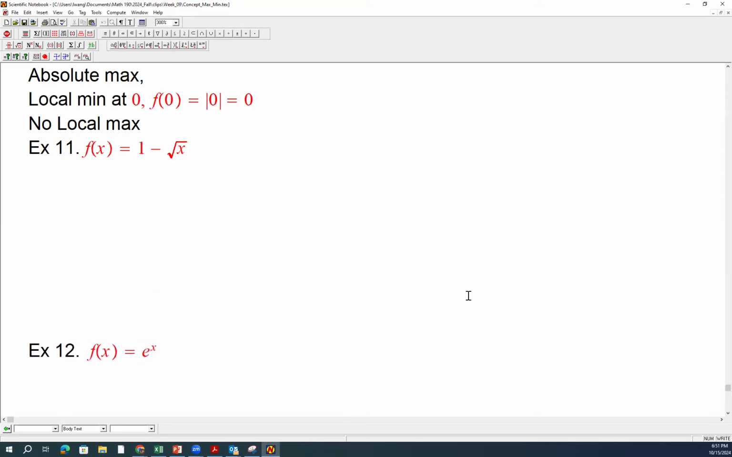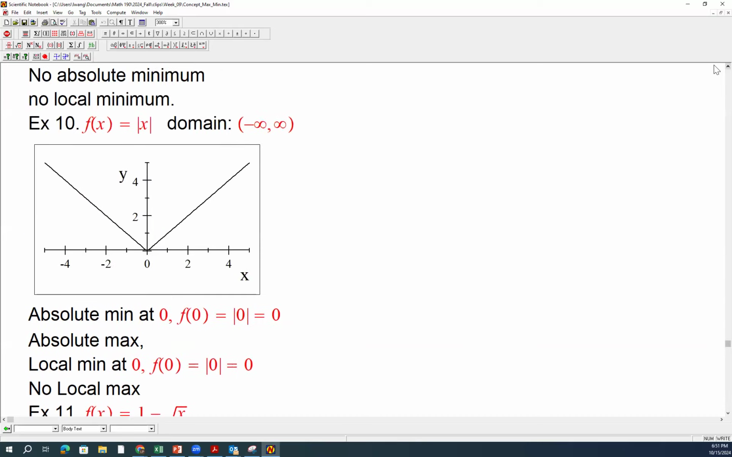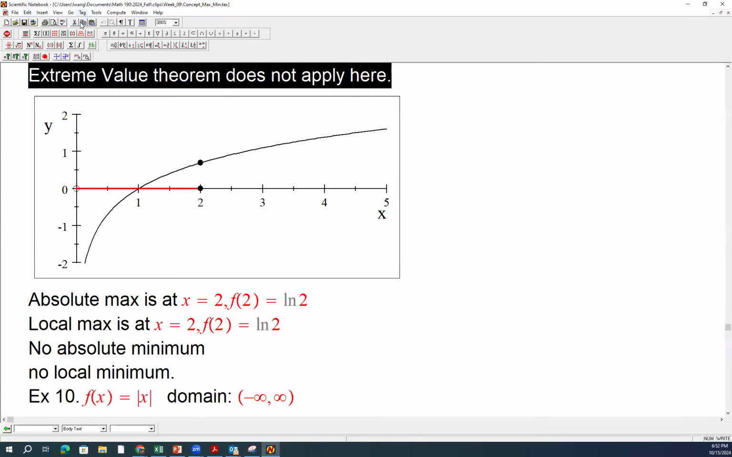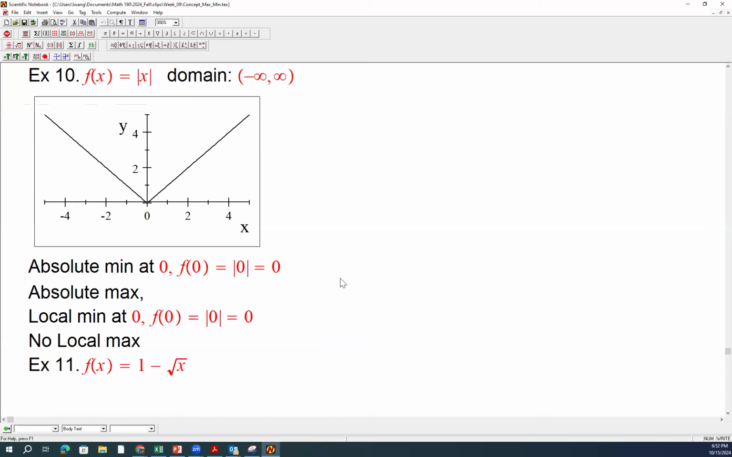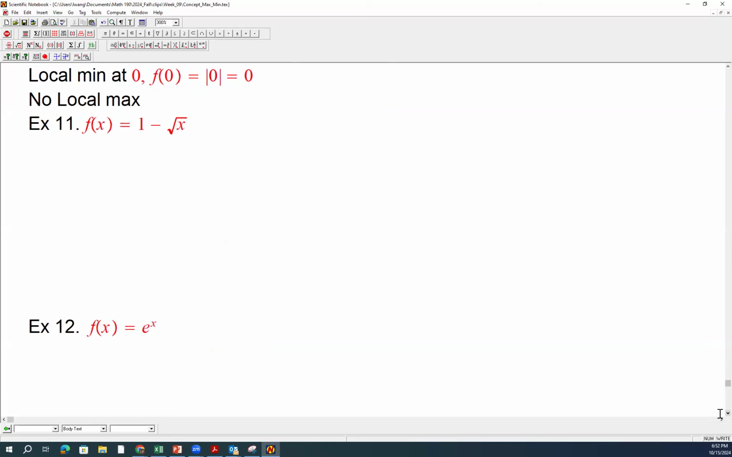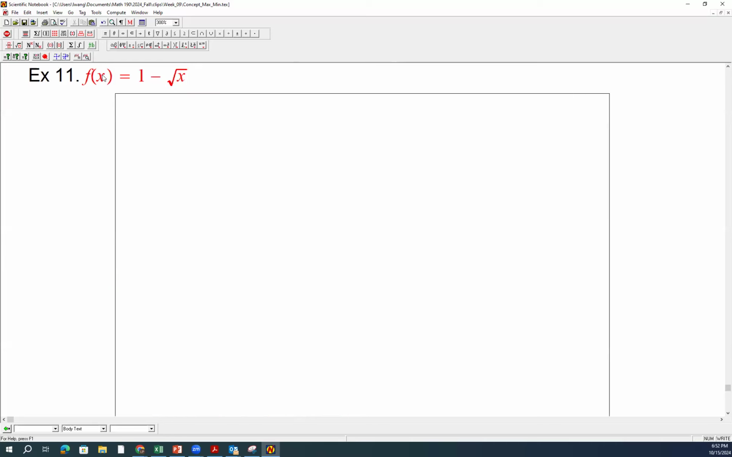Okay, so for 10, we cannot apply extreme value theorem. Extreme value theorem does not apply here on number 10. Does not apply. Okay, so number 11. Number 11.